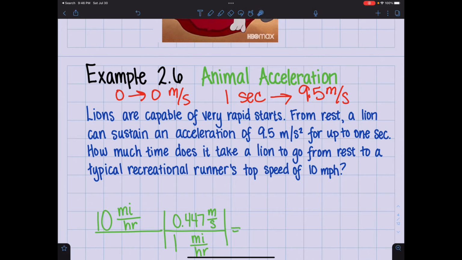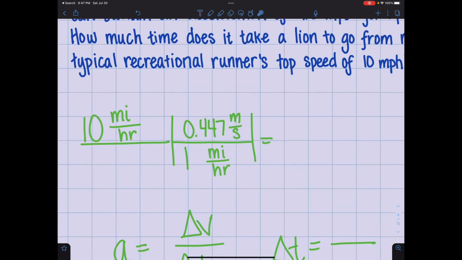So the question here is, how much time does it take a lion to go from rest to a typical runner's top speed of 10 miles per hour? Whew, okay, so 10 miles per hour is a totally different unit. So the first thing that I'm going to do to answer this question is let's get this in standard international SI units. Now you don't have to remember this unit conversion. This is one of those things you can keep in your reference page. But here's how you convert the units.